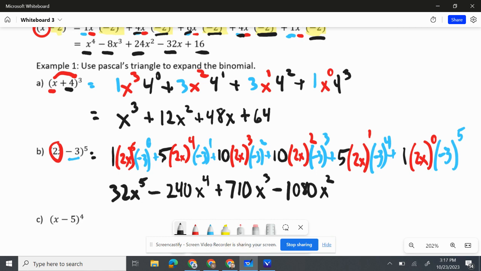Negative 3 to the 4th is 81 times 2. 2 and 5 gives us 10, so 81 times 10 gives us 810. And then negative 3 to the 5th gives us negative 243. And that right there is our answer.